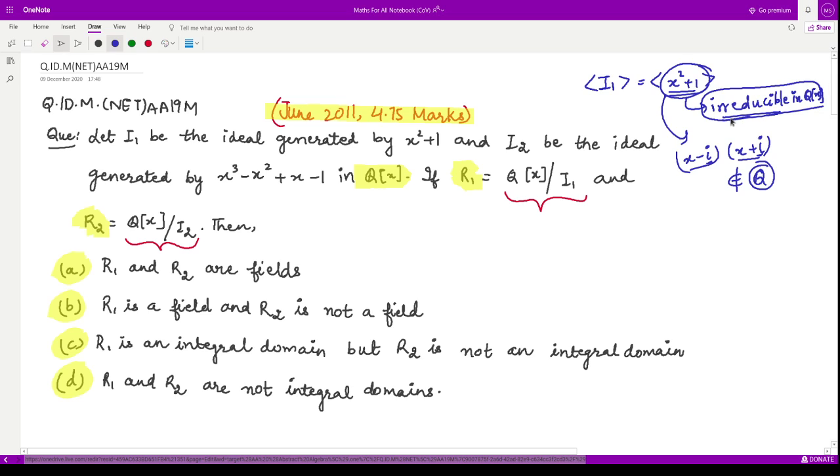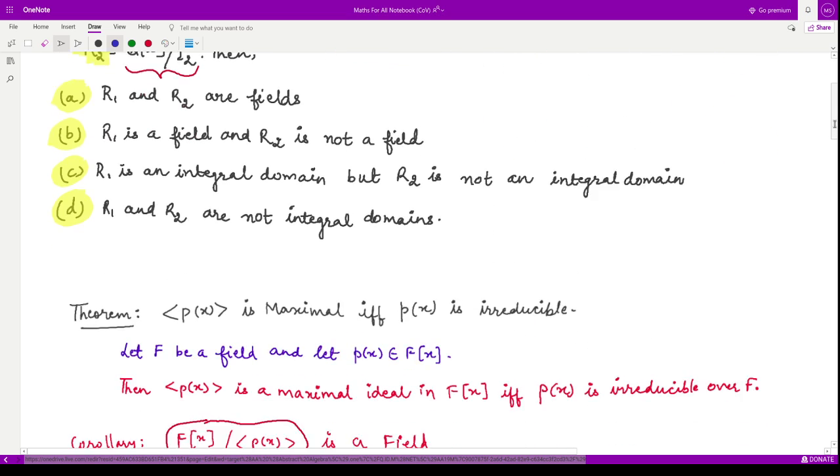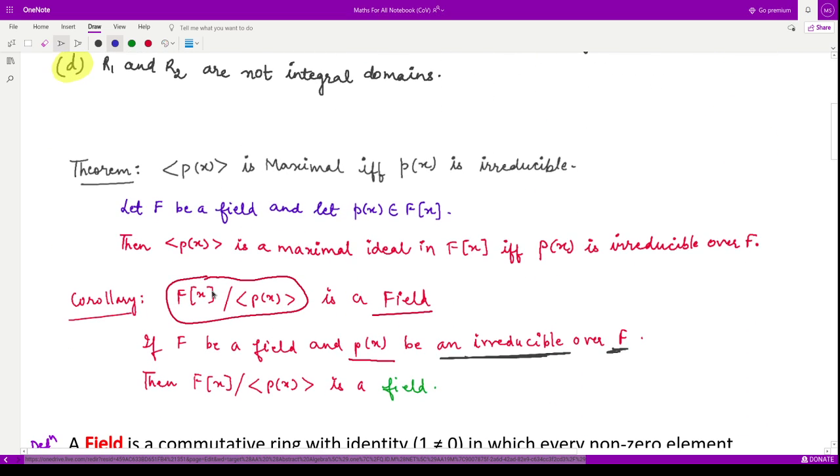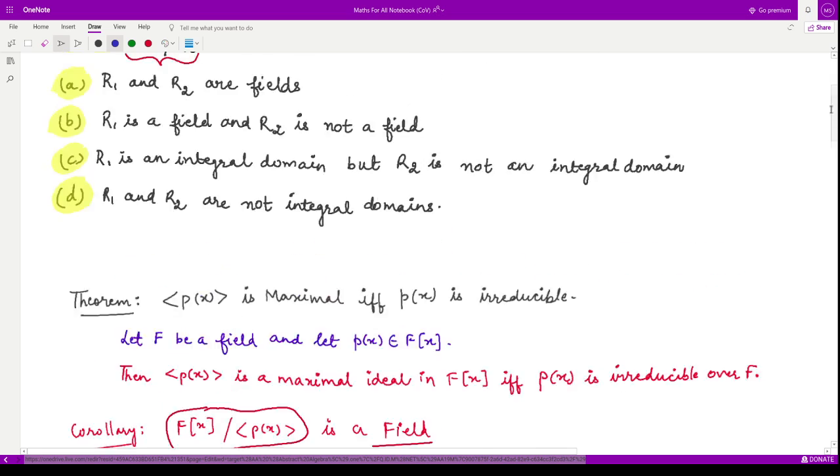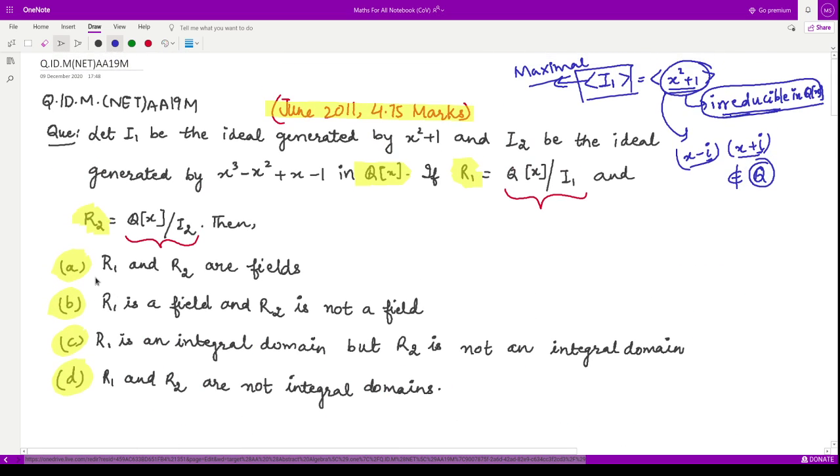Now because this polynomial is irreducible in Q[x], the ideal generated by this polynomial is a maximal ideal, and R1 would be a field. So according to this result, R1 would be a field because the corresponding polynomial is irreducible over F. So we would say yes, R1 is a field, so this option may be correct.